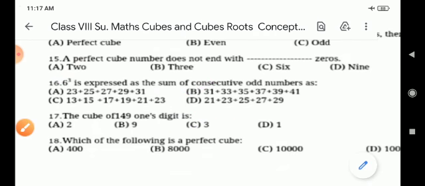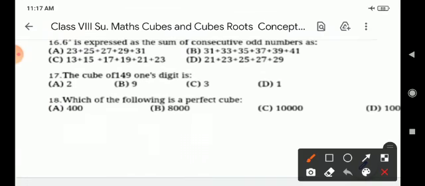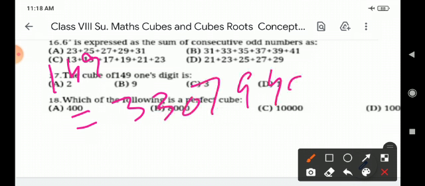Okay, children. The cube of 149, ones digit. Children, the cube of 149 is 3307949. If we multiply 3 times 149, then it will be 3307949, where the ones digit is 9. The answer will be 9. The answer will be B.